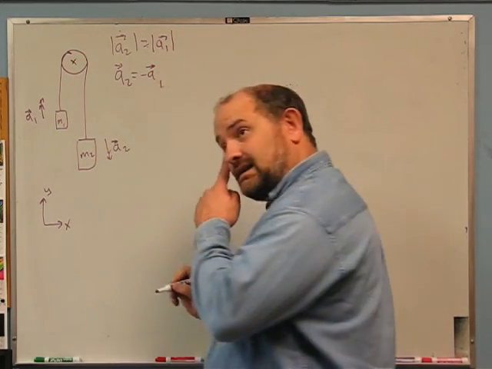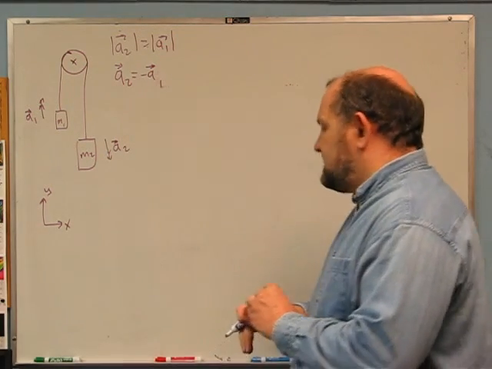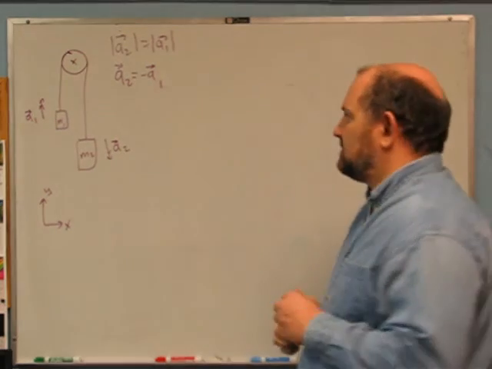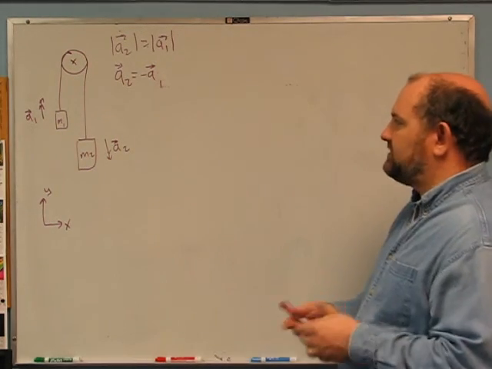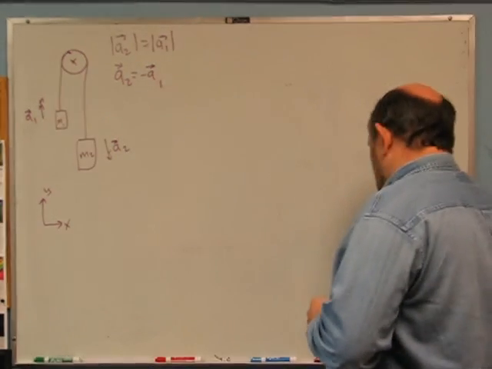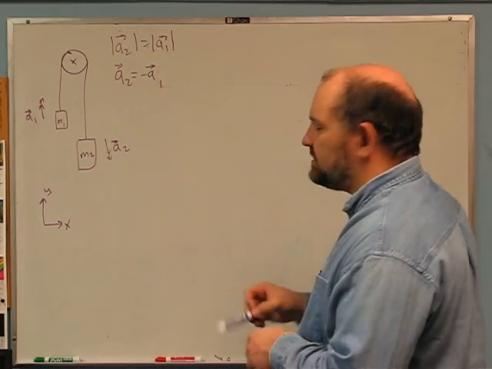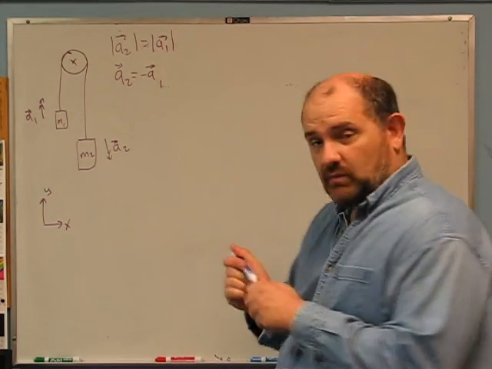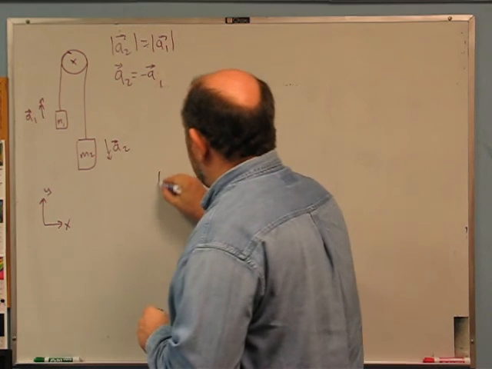Okay, we just know that because it's an inextensible string. Now next, but what is the acceleration? Well, what do we have to work with? We have gravity to work with, and we have F equals ma to work with, so let's work with them. And what's the first thing you do when working with F equals ma? You draw a free body diagram.